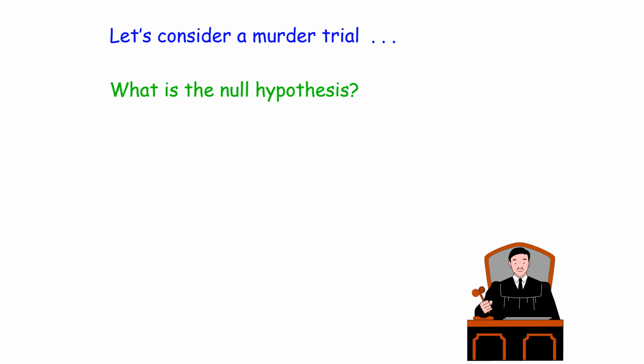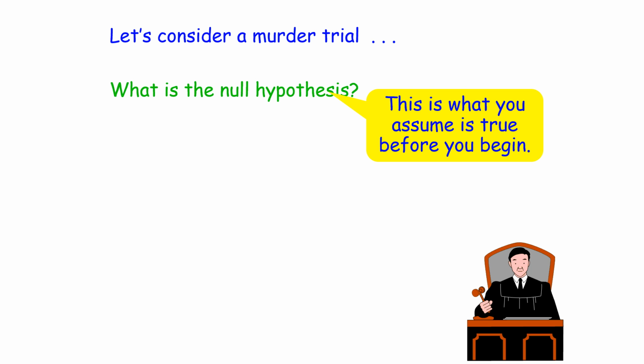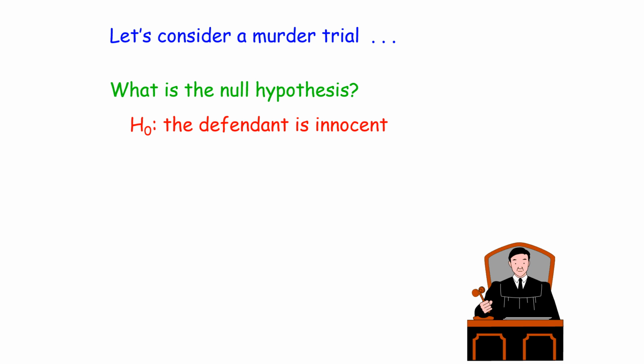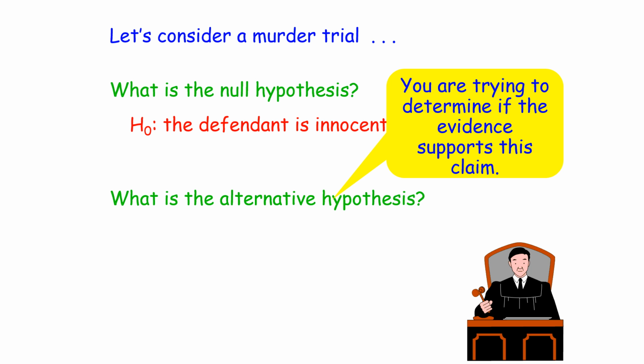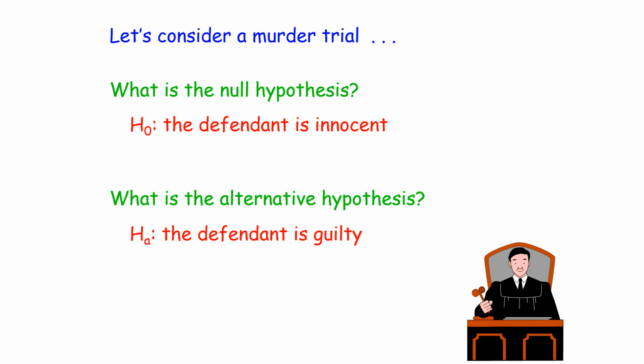Let's consider a murder trial. What is the null hypothesis? This is what you assume to be true before you begin. So our H sub naught is that the defendant is innocent. So what would be the alternative hypothesis? Here you are trying to determine if the evidence supports this claim. So our H sub A is that the defendant is guilty.